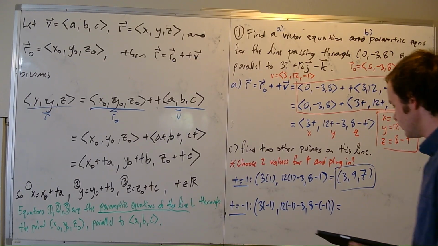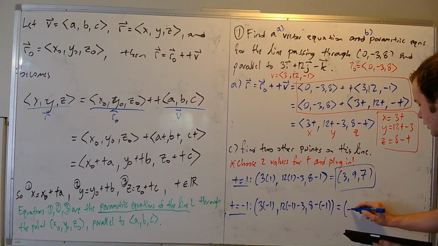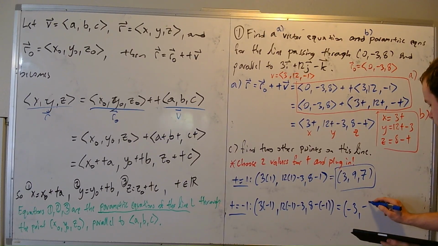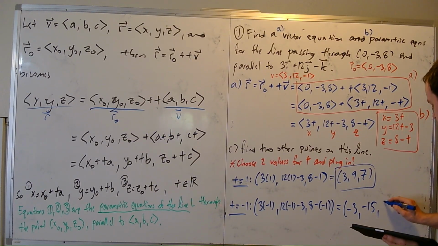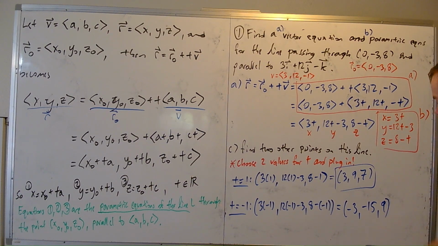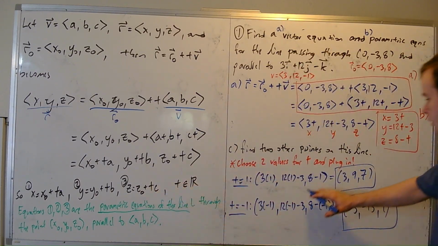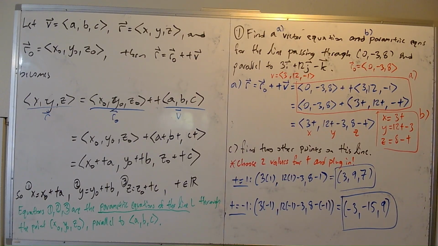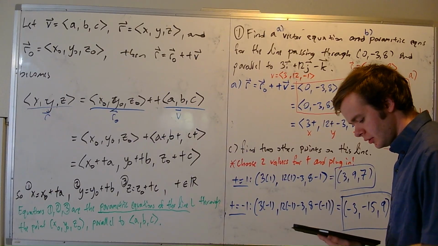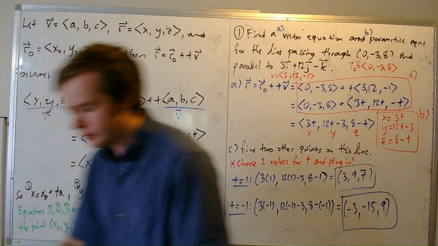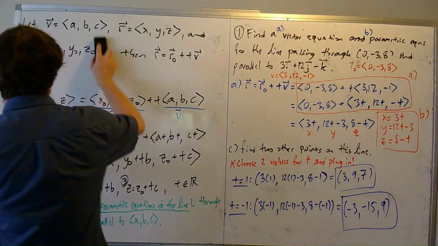Okay, and now if we simplify all of this, we're going to get -3, -15, and 9. Okay, so this would be another point on our line, right? Because as long as we pick a real number for t and we plug it in, then it's going to give us a point on the line. Okay. So let's write down another thing over here. So we've finished the problem.